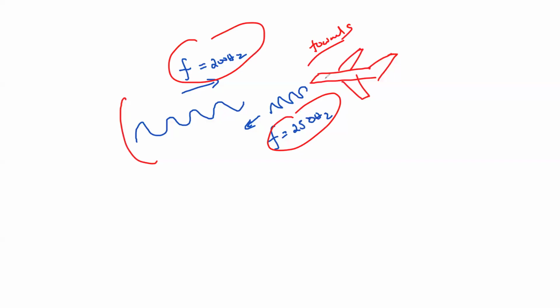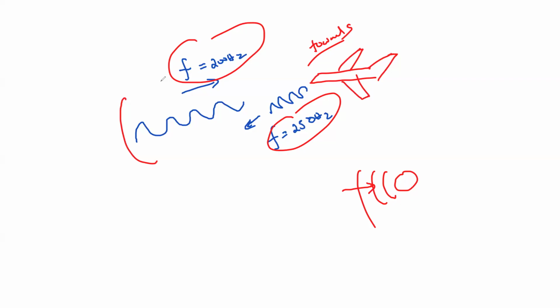Why did it increase? Because as the object is moving, it is reflecting more waves per second. So whenever an object moves towards the observer, this is the Doppler effect. What happens in the Doppler effect? The frequency which was sent and the frequency received will be different. If the observer and the source are moving towards each other, the frequency will be higher. If they are moving away from each other, the frequency will be lower.